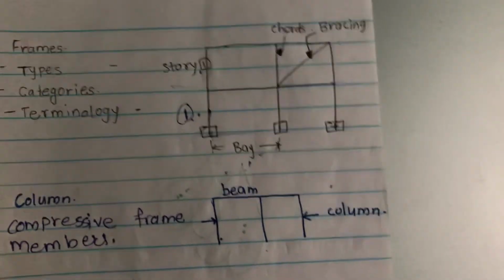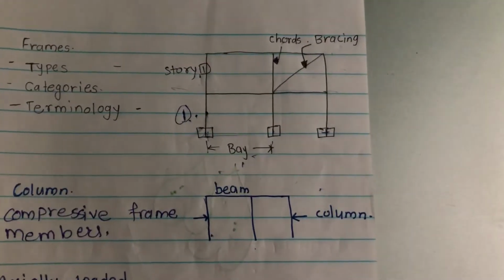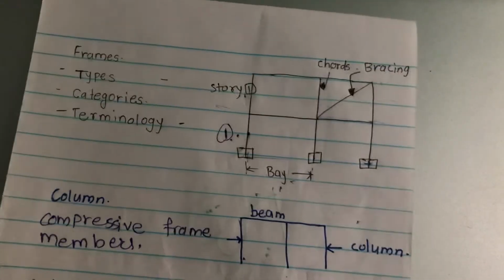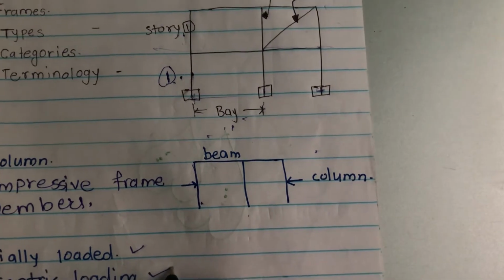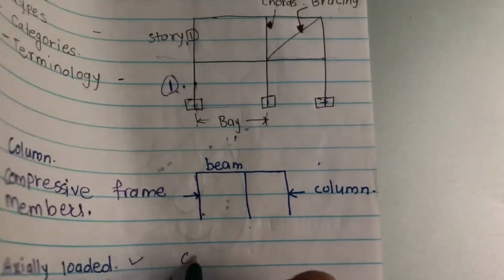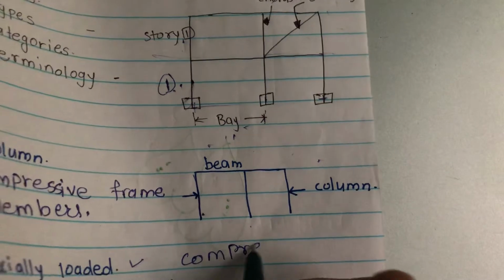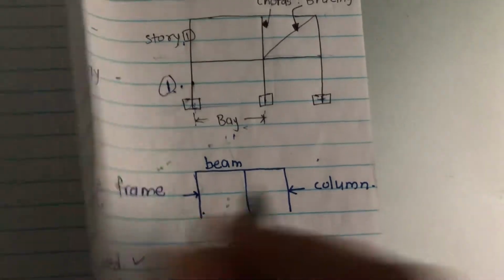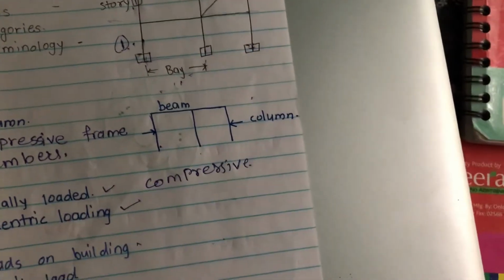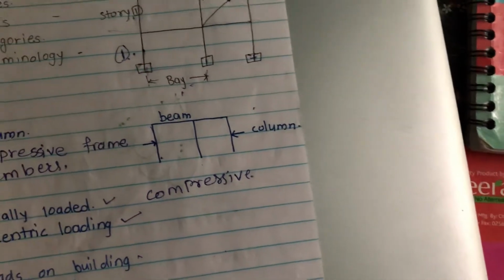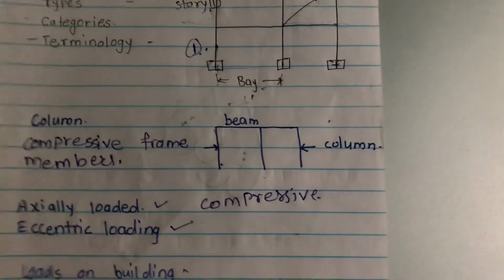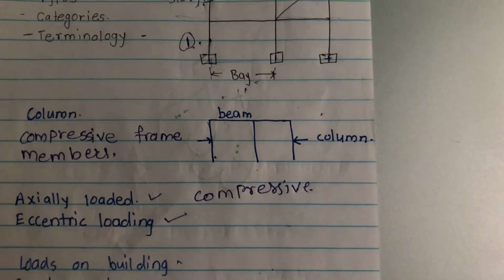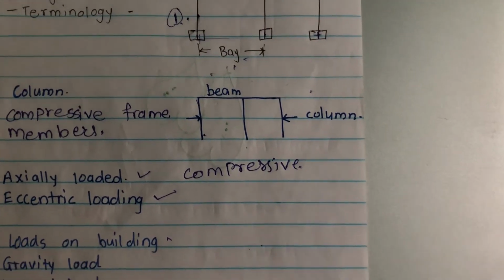There are two types of loadings in the structure. One is axial loading, and another is eccentric loading. In axial loading, the nature of loading is compressive. In eccentric loading, there are uniaxial and biaxial bending moments. To undertake the compressive load, concrete columns are provided with reinforcement.